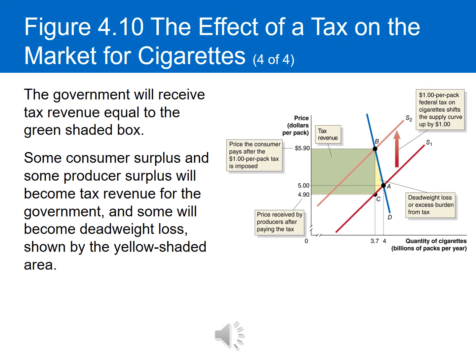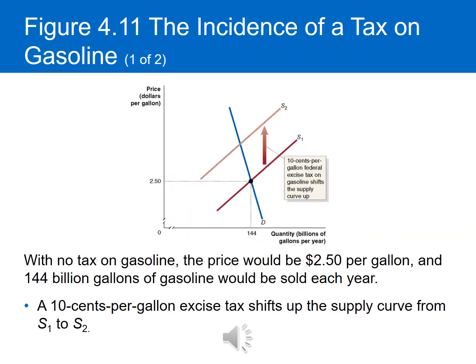Now, some consumer surplus and some producer surplus is going to become tax revenue for the government. And then some of it will become deadweight loss. This deadweight loss is shown by the yellow shaded regions. They're a little bit harder to see because they're much smaller in this market. So that's the basic idea of how a tax impacts a market in equilibrium, how it shifts the supply curve.